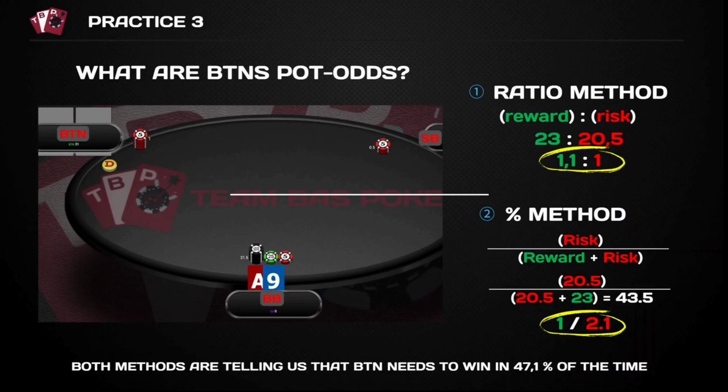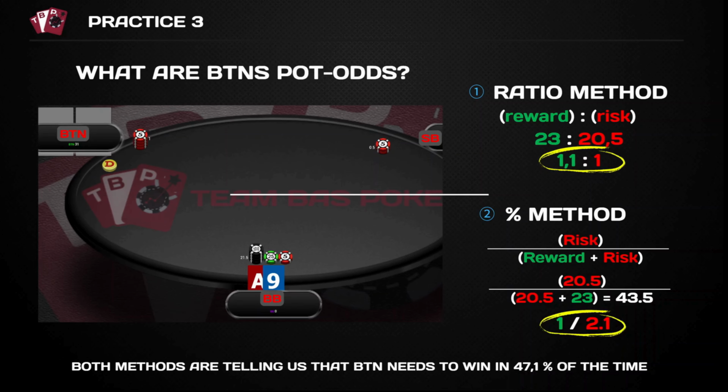Again, putting these numbers into the formulas on the right side gives the button for the ratio method a reward of 23 and a risk of 20.5. We can divide both sides by 20.5, which gives the button final pot odds of 1.1 to 1.